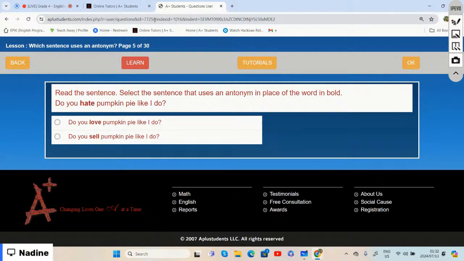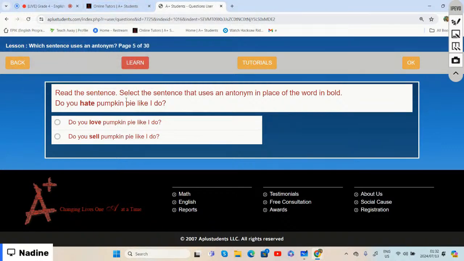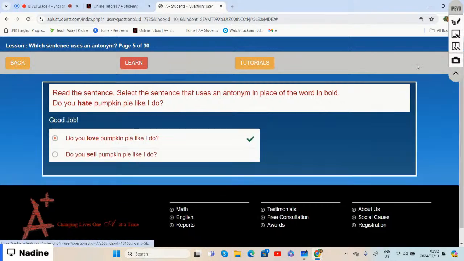All right, so if we were to choose the opposite of hate, and like I say, hate is a very strong word, right? So the opposite of hate is to love, right? And love is the opposite of hate. So well done.